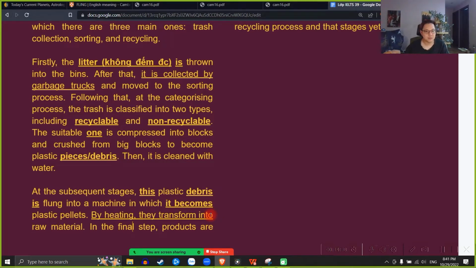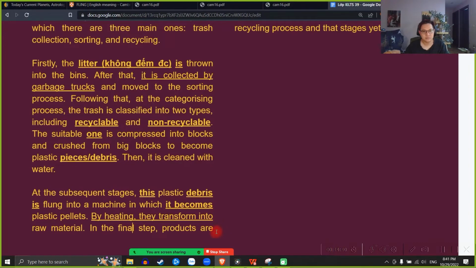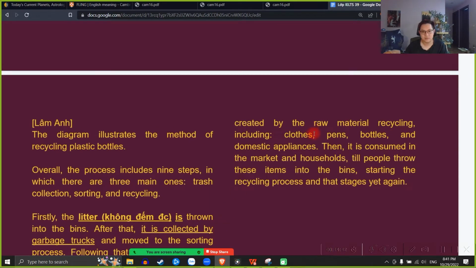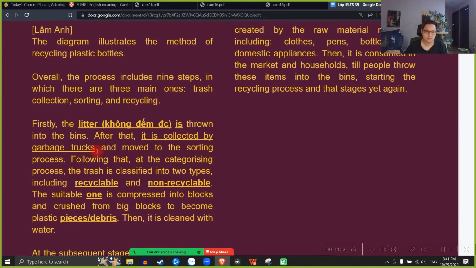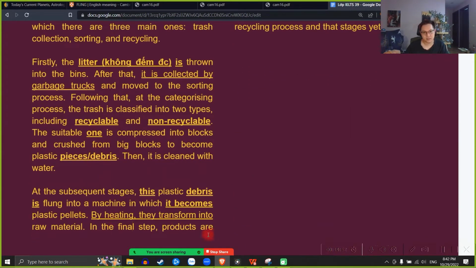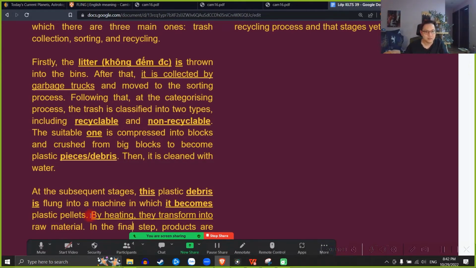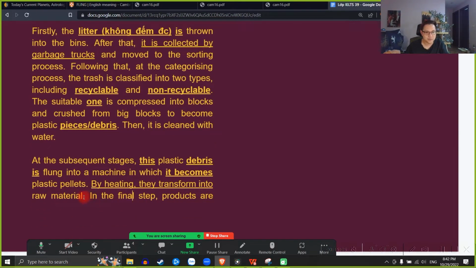In the final steps, products are created by the raw material. Em lại lặp lại chữ raw material này. You repeat the same word here. Có thể là kết nối hai câu này lại cách nào để tránh lặp lại chữ raw material. In order to avoid repeating the word raw material, I suggest linking these two sentences together. By heating, they transform to raw material.